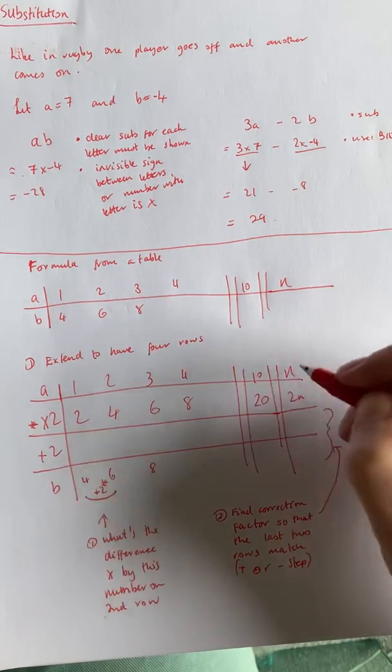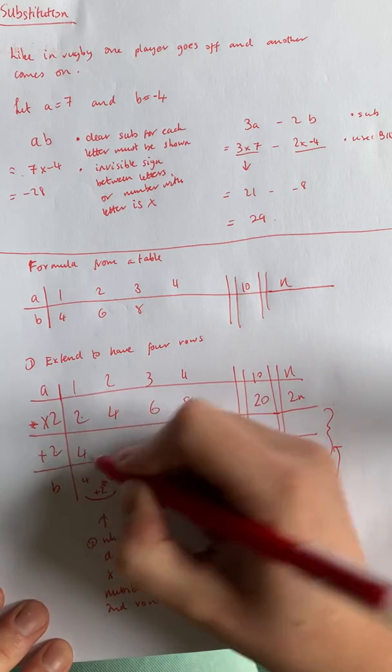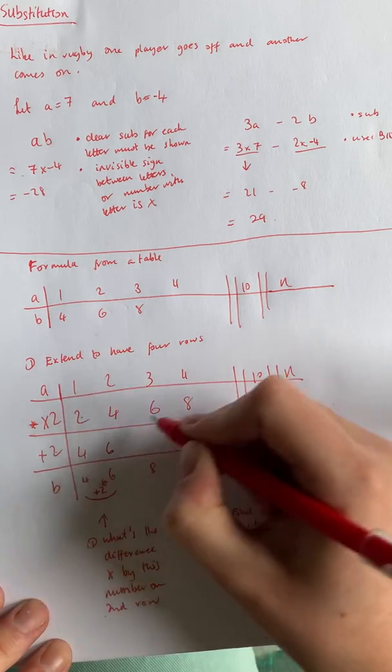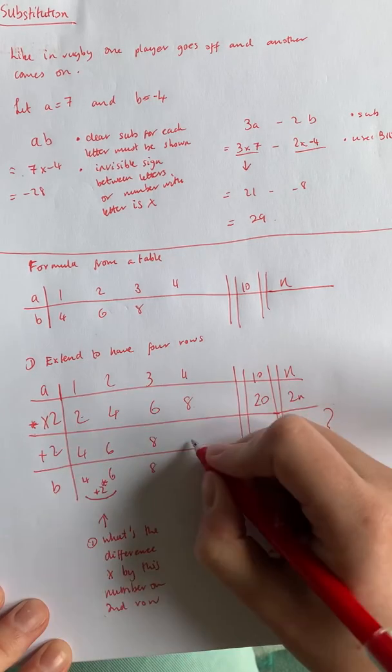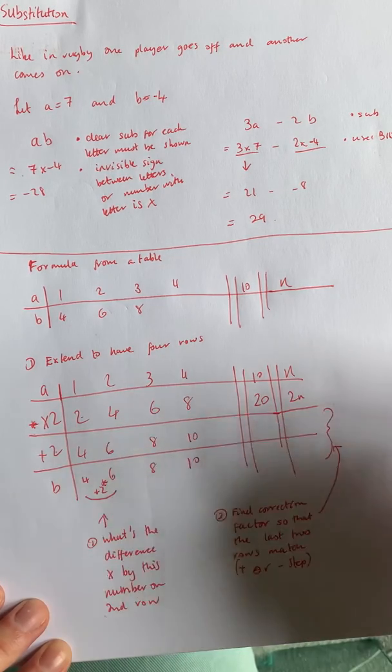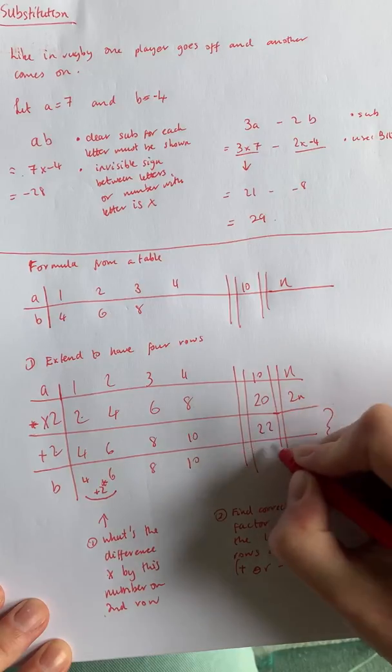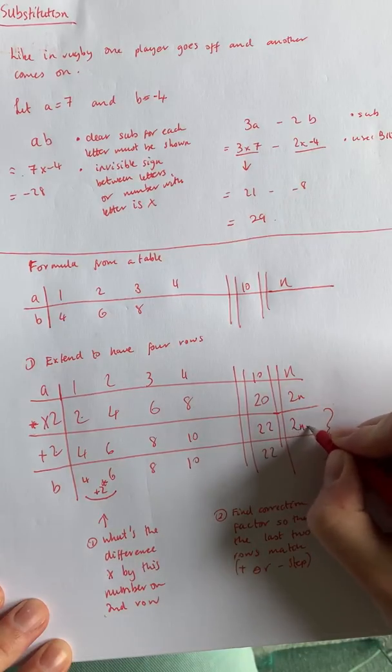Now let's just check that this works. So 2 plus 2 is 4. 4 plus 2 is 6. That's looking good. 6 plus 2 is 8. We've nailed it, okay? 8 plus 2 is 10, and what you'd get in the bottom is 10. 20 plus 2 is 22, and then you just have 2n plus 2 here.